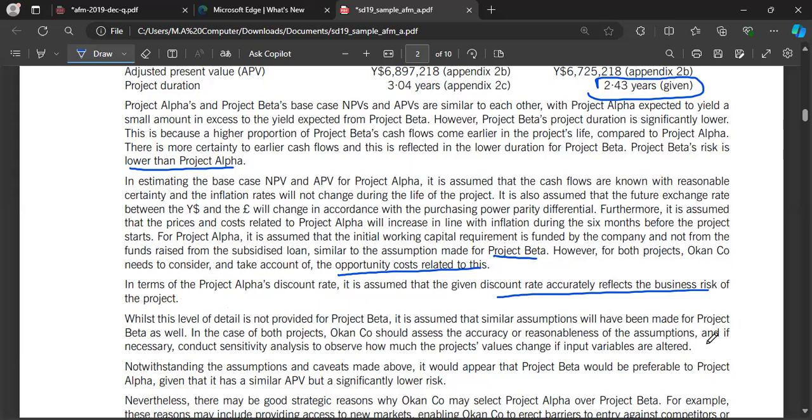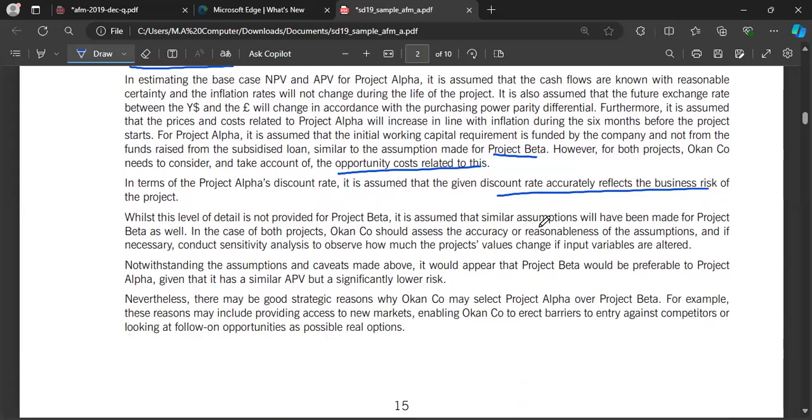While this level of detail is not provided for project beta, it is assumed that similar assumptions will have been made for project beta as well. In the case of both projects, Okan company should assess the accuracy and reasonableness of the assumptions and, if necessary, conduct sensitivity analysis to observe how much the projects' values change if the input variables are altered. Notwithstanding the assumptions and caveats made above, it would appear that project beta would be more preferable to project alpha, given that it has a similar APV and significantly lower risk.